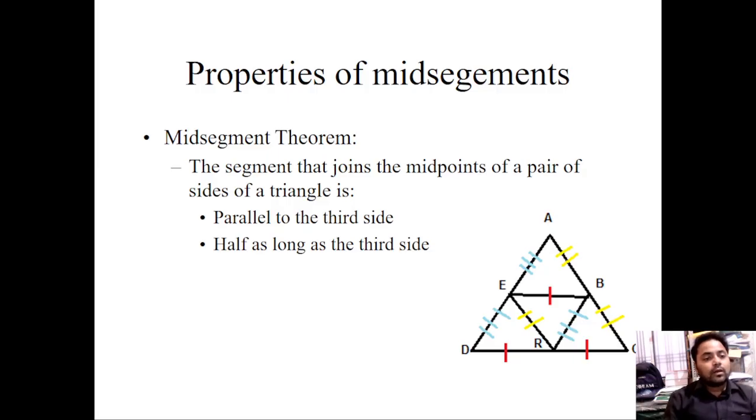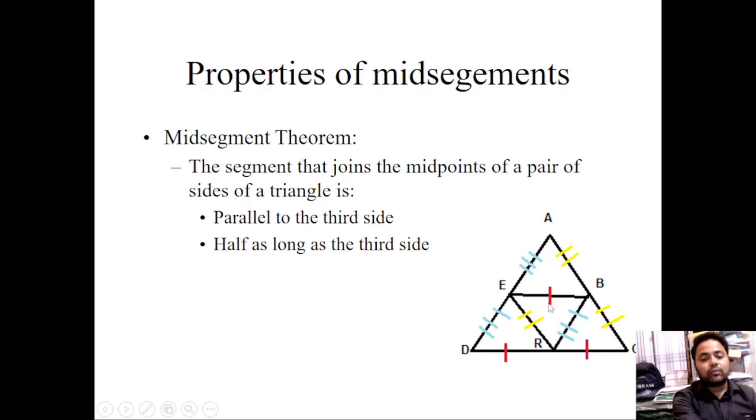Now, for the properties of mid segments: the segment that joins the midpoints of a pair of sides of a triangle is parallel to the third side and half as long as the third side. Like here you can see B is the midpoint of AC, E is the midpoint of AD and R is the midpoint of DC. So if we connect these points, you can see the triangle formed here by connecting these points.